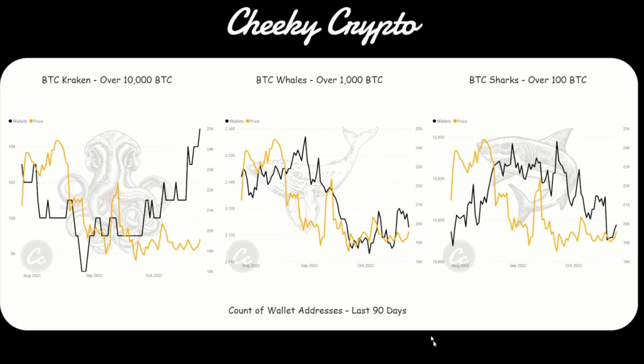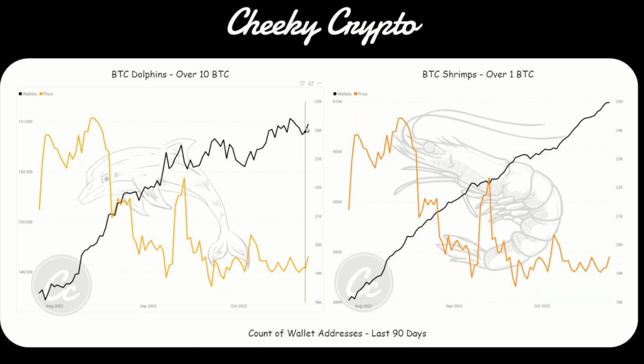But one of the interesting things that I did want to pull up here was that the Krakens were buying, the whales were dumping, the sharks were buying, and of course we take a look at the smaller wallets. We have a little bit of buying happening here with dolphins, but reasonably flat with those shrimps as well.